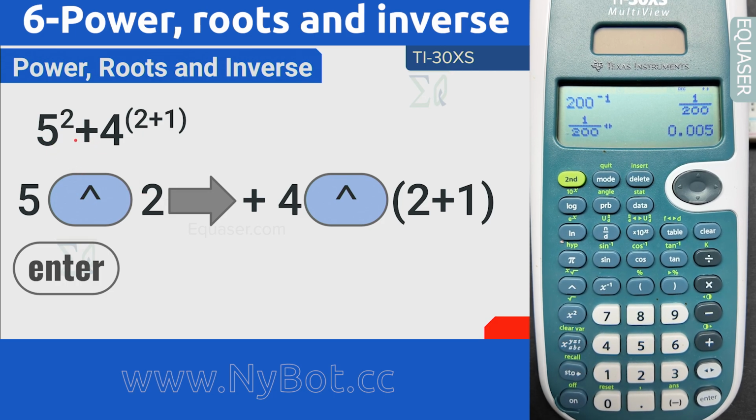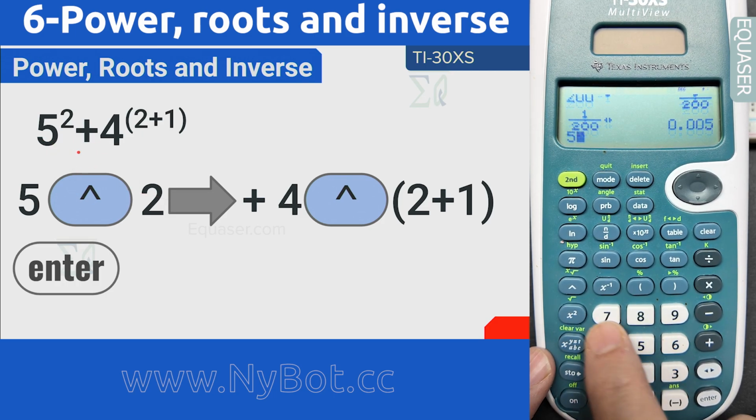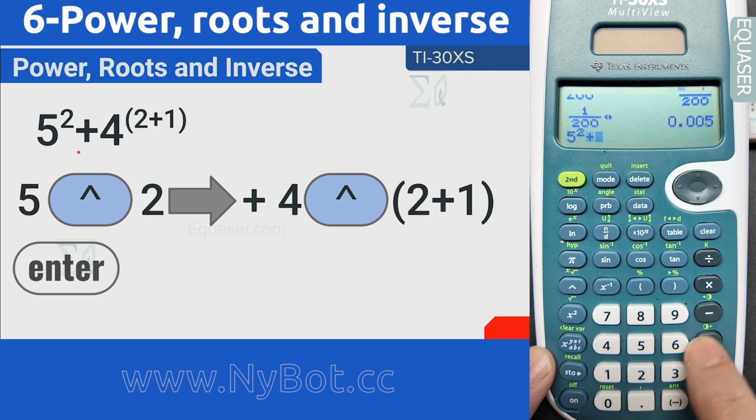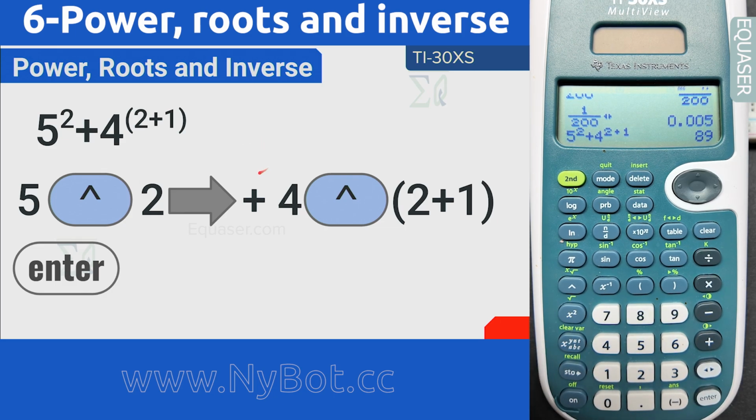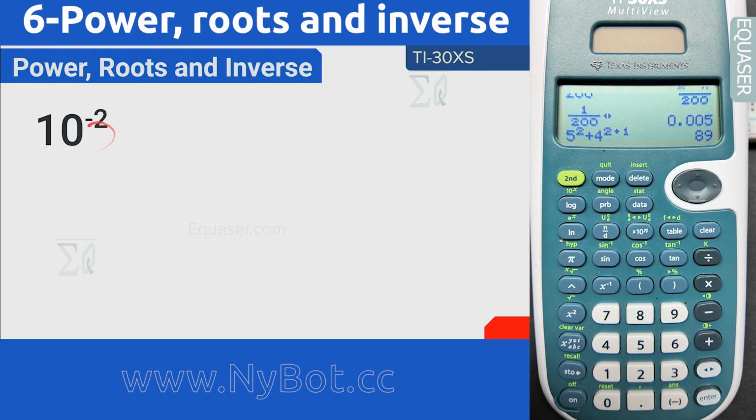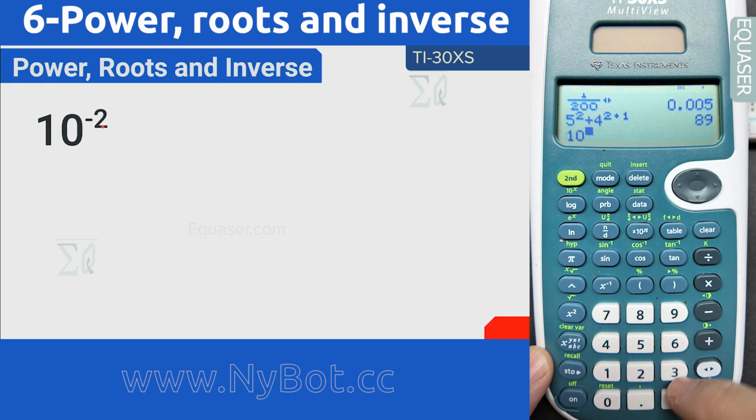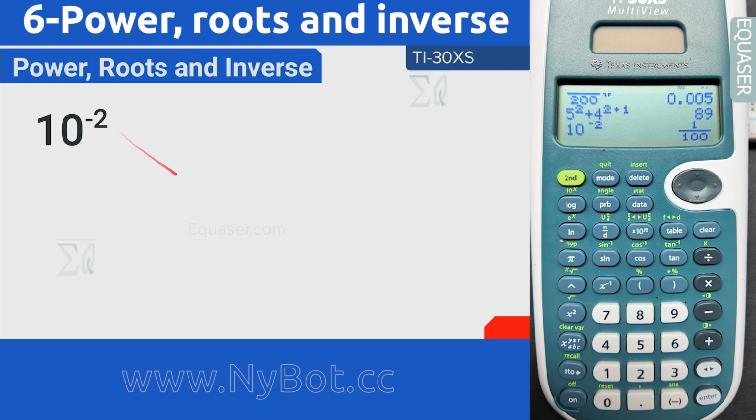Now let's see how we can do this expression. 5 squared plus 4 to the power, and then 2 plus 1, 2 plus 1, and then equal. It has been evaluated. If you need to do to the power minus 2, for example, 10 to the power, for minus we use this minus 2, and that's the answer.